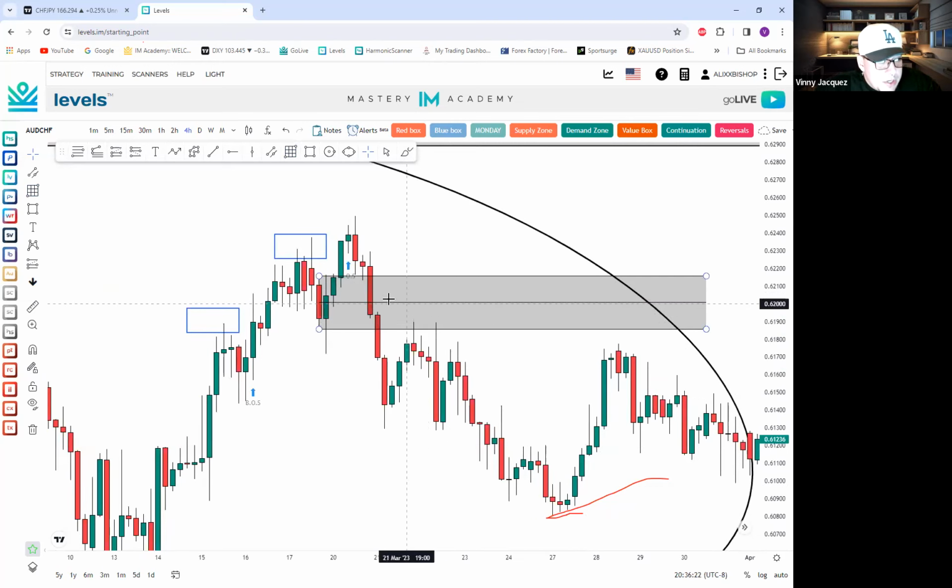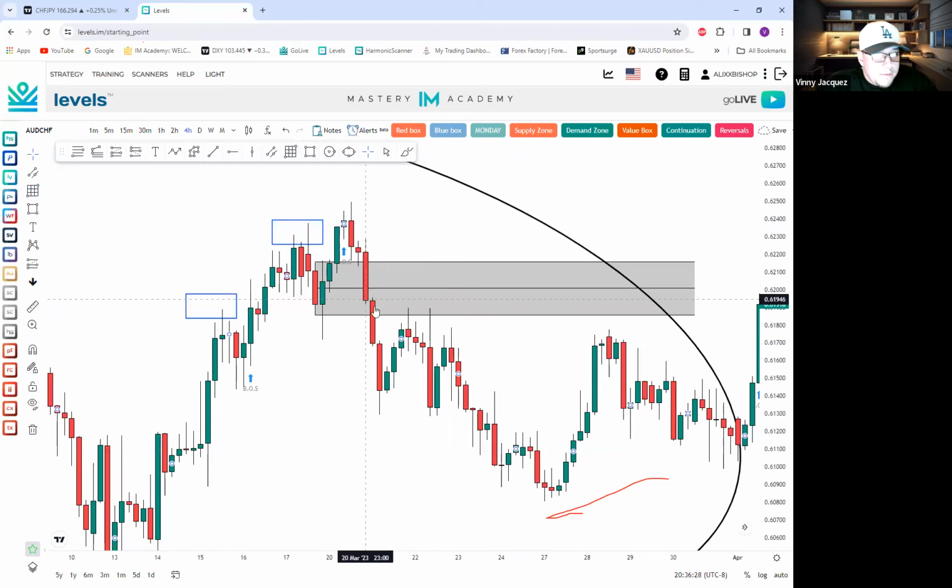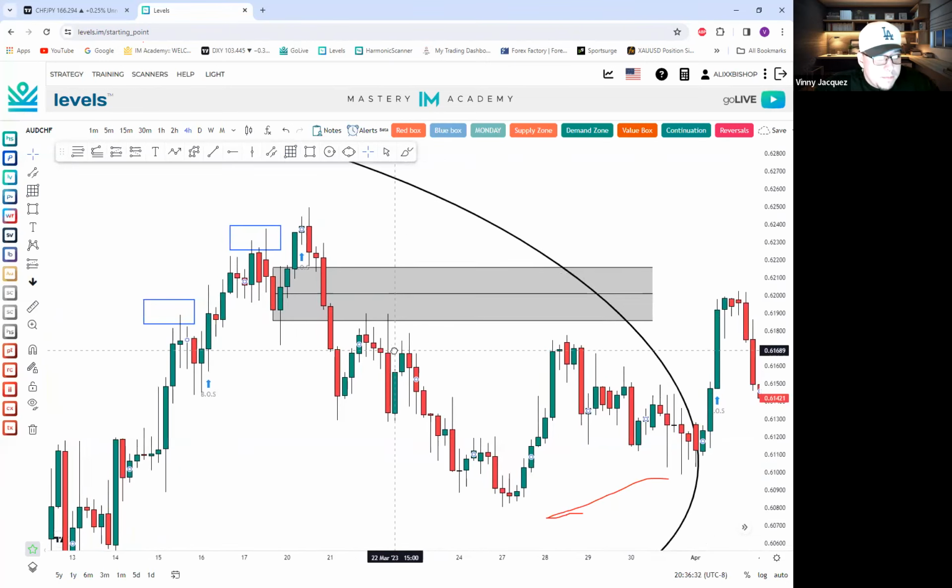Right, so that's opportunity 1. That right there is a simple break and retest. 4 hour time frame. Violation of a starting point. Thank you, bro.